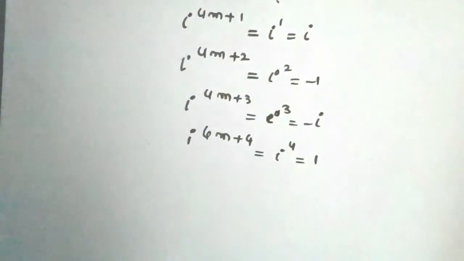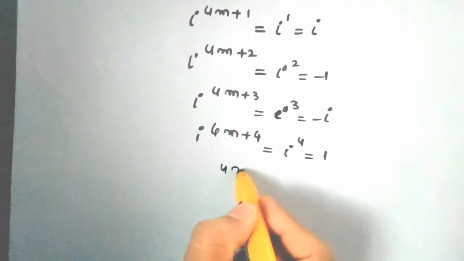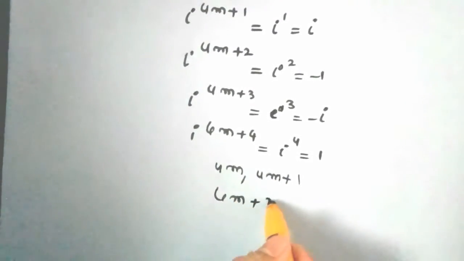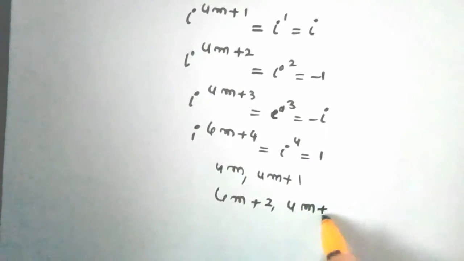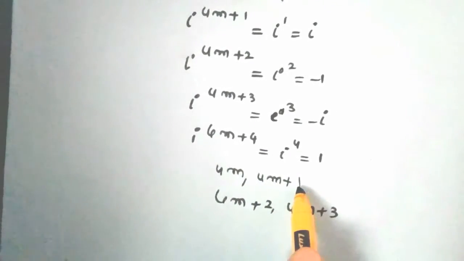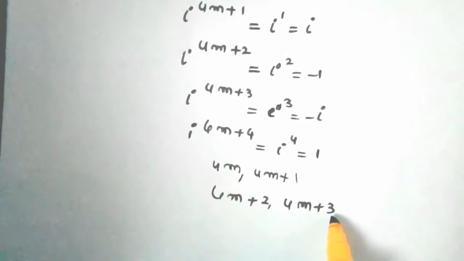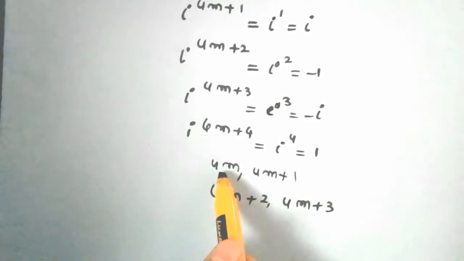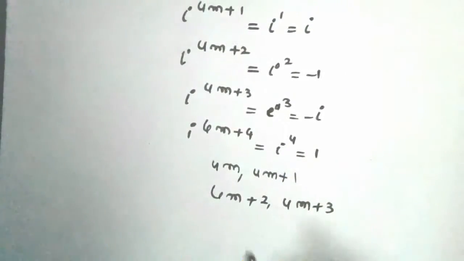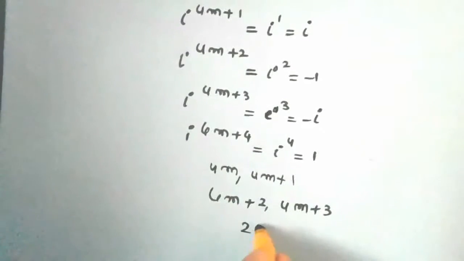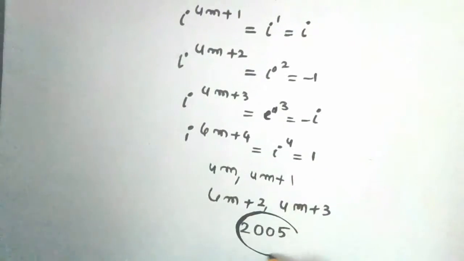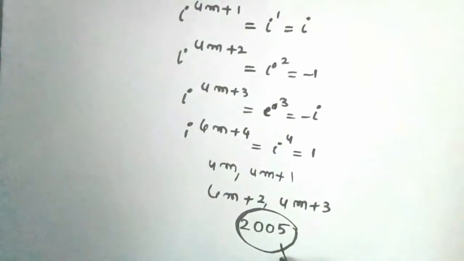So every number is of the form either 4m or 4m plus 1 or 4m plus 2 or 4m plus 3. Any number is either a multiple of 4 or gives a remainder 1, or a remainder 2, or a remainder 3. So after dividing by 4, whatever remainder you get will become the power of i. For example, if I take the number 2005, if you divide 2005 by 4, you will get the remainder 1.